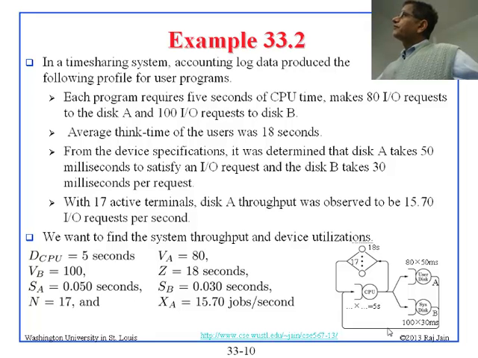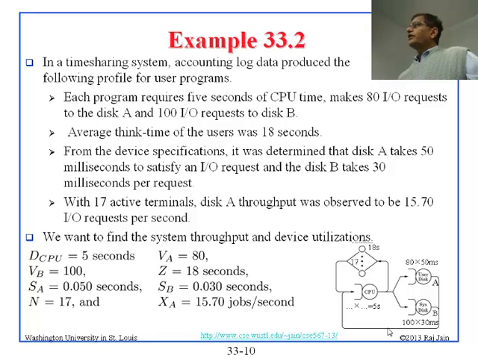Then from the device specification, it was determined that disk A takes 50 milliseconds to satisfy an I/O request, while disk B takes 30 milliseconds per request. So we multiply by 50 here and multiply by 30 here, and we find the total. This is the VI, this is the SI, multiply them, we get the DI, the total demand. Similarly, this is the VI, the visit ratio, and this is the SI, multiply them, we get the total demand. Here we could do the same thing, but there is only one visit per job, so 18 seconds comes out right there. And here the product is already given as 5 seconds.